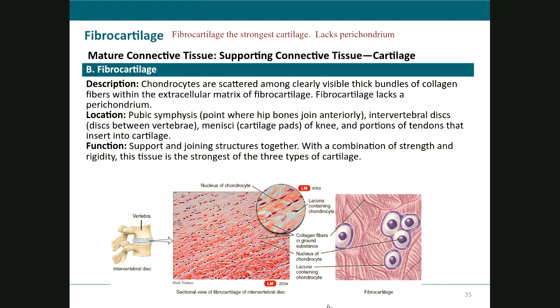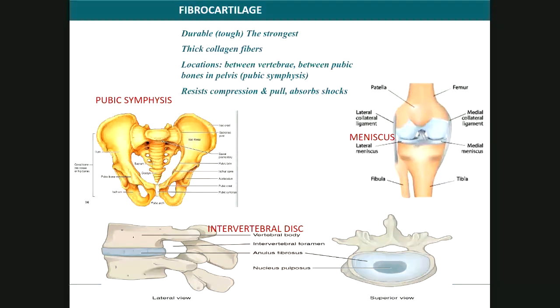So let's look at this in more detail. So it's the strongest. It has very thick collagen fibers. So let's look at where it's located. So there's the fibrocartilaginous little disc called the pubic symphysis. And this is located in between the pelvic bones.